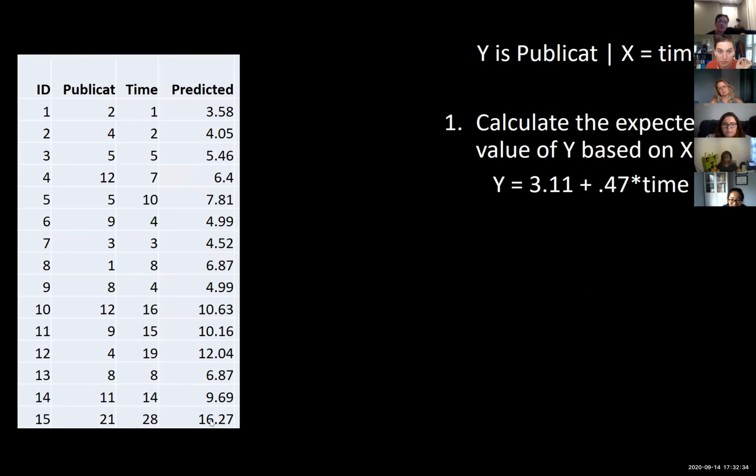Y'all, in the old days, I would have made you do this by hand. And you would have done your first couple of regression assignments all by hand, calculating it like this. So you're welcome.